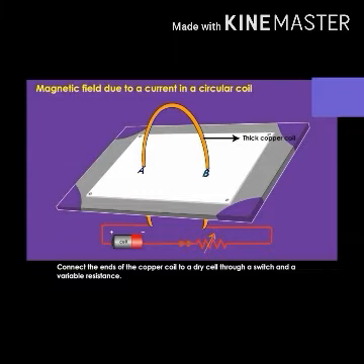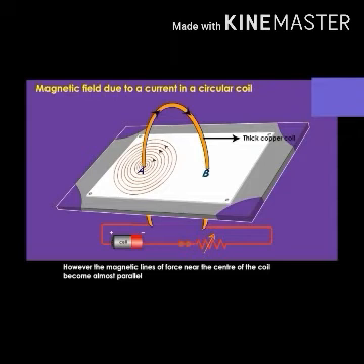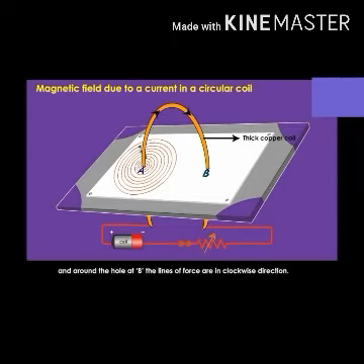Close the circuit and plot magnetic lines of force with the help of a plotting needle. We can see that magnetic lines of force around the hole at A are in anti-clockwise direction. However, the magnetic lines of force near the center of the coil become almost parallel, and around the hole at B, the lines of force are in clockwise direction.